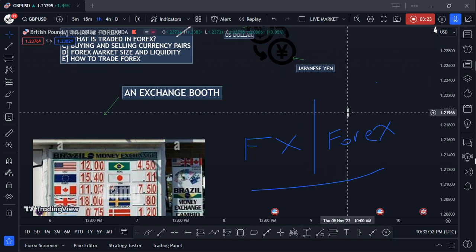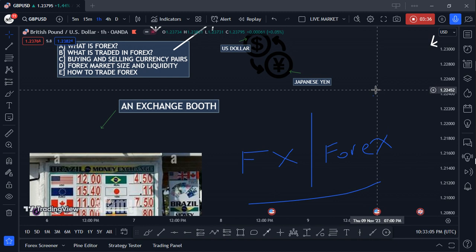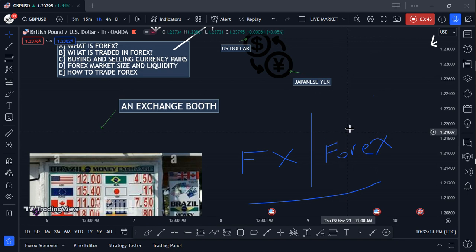The FX market is a decentralized market where the world's currencies change hands. Exchange rates change by the second, so the market is constantly in flux. Only a tiny percentage of currency transactions happen in the real economy.